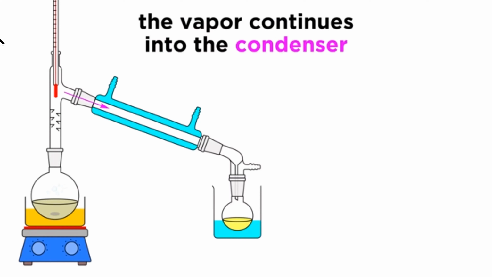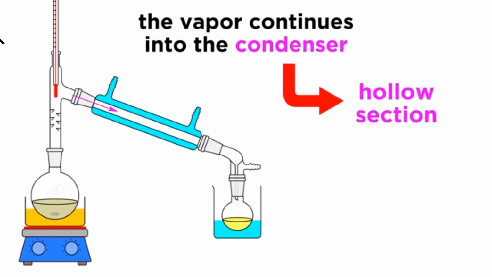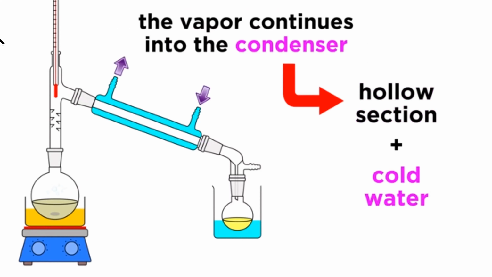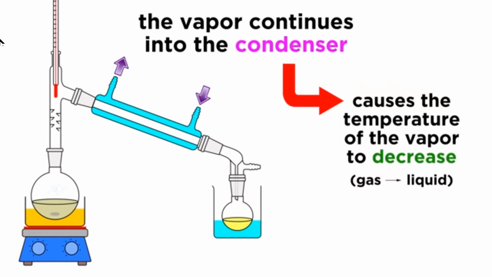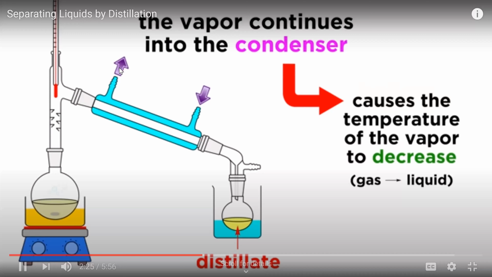The vapor continues into the condenser. This has a central hollow section where the vapor will pass, surrounded by another section where cold water will enter on one side and then exit from the other. This will be constantly running and against the direction of the vapor. This cold water will cause the temperature inside the condenser to drop. So when the vapor enters this section, it will condense back into a liquid. This liquid is called the distillate, and we will collect it in a receiving flask. And just like that, separation is achieved.